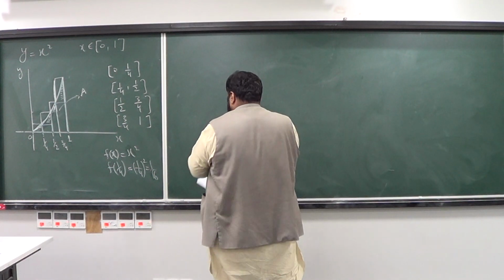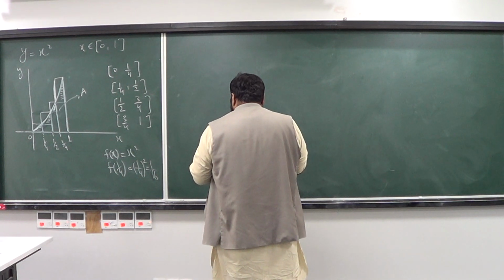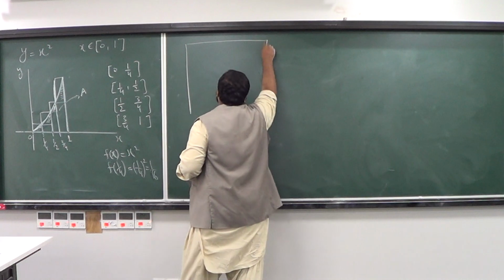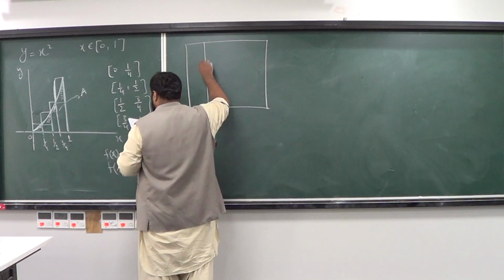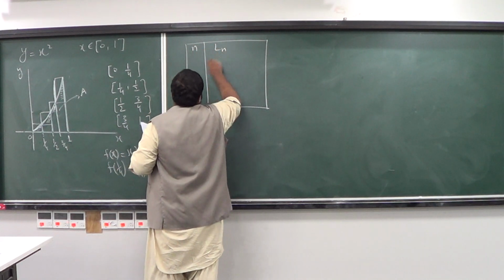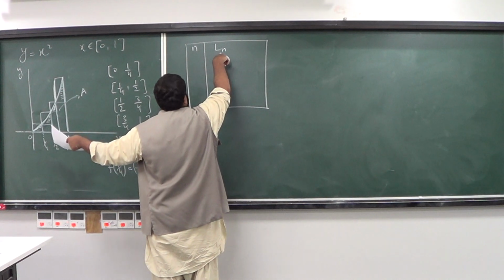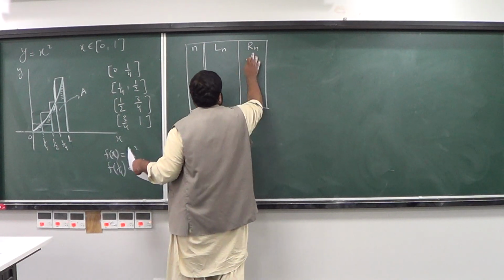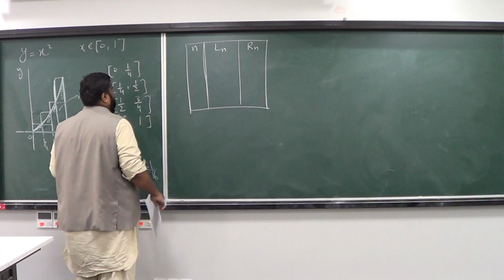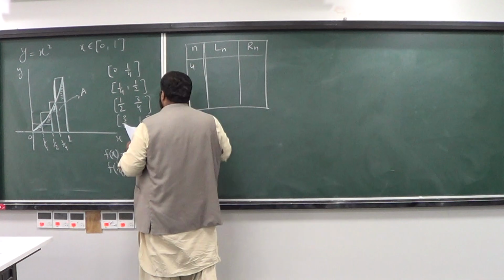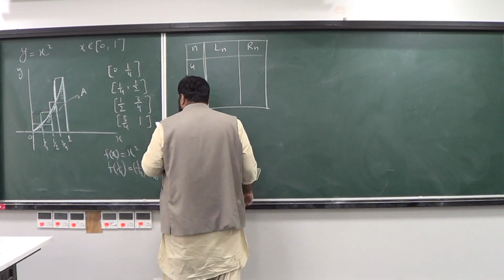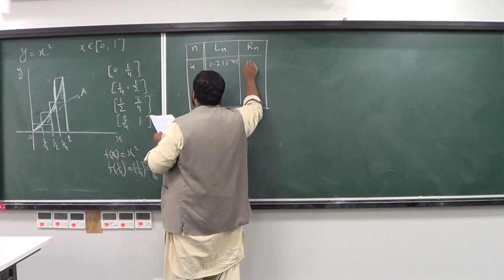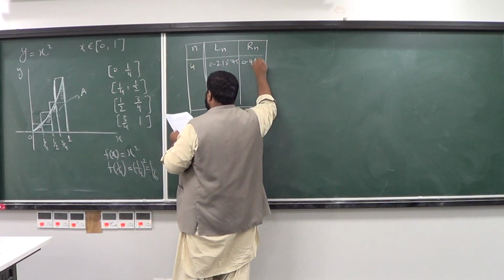Let me give you a list and then solve this problem in general. Here is an interesting list which talks about n left endpoints when you split this interval into n parts, computing the area of rectangles. We know the value when n is 4: L4 we computed to be 0.21875 and R4 is 0.46875.